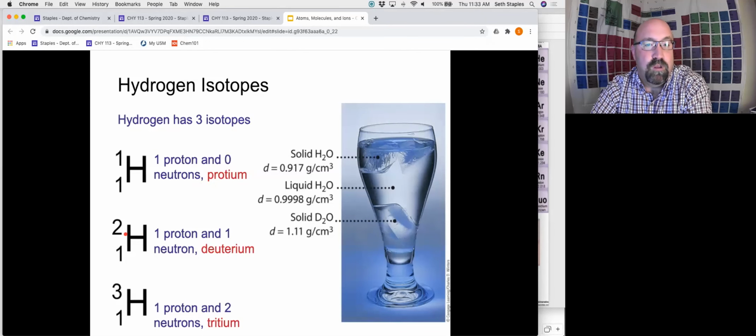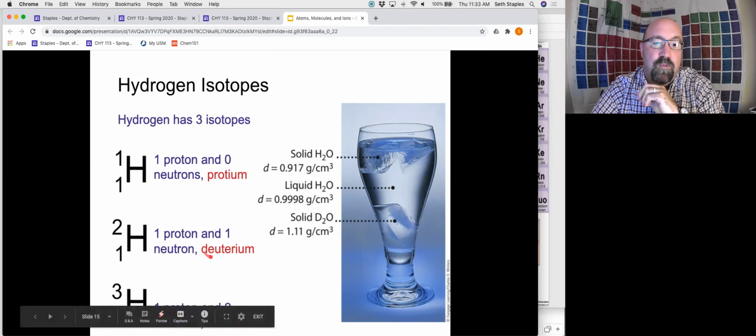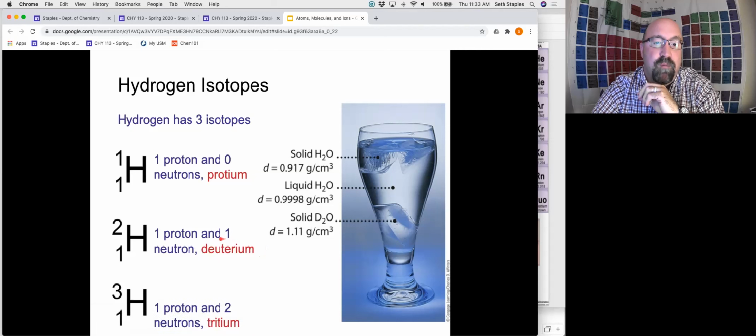Hydrogen 2, now we still have 1 proton. It's still hydrogen, so it's still just 1 proton in there. But now we have 1 neutron. And so we have what we call deuterium. And then hydrogen 3 has 1 proton still, but now we've got 2 neutrons in there, so a mass number of 3. And that's called tritium.